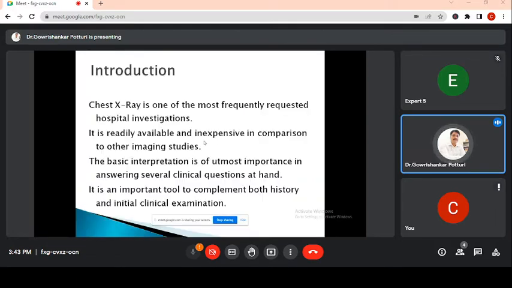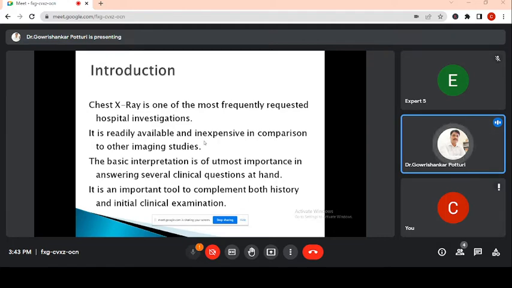Chest X-ray is one of the most frequently requested hospital investigations. It is readily available and inexpensive in comparison to other imaging studies. Between 100 and 150 you get a chest X-ray, whereas a scan will come around 3,000 to 4,000. So it is very inexpensive when compared to other investigations, and it is very fast. Immediately you can get a film.